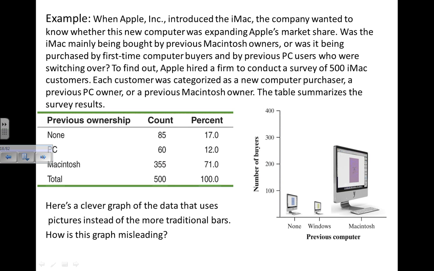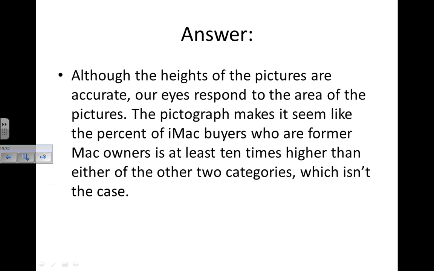All right, so then they said, here's a clever graph of the data that uses pictures instead of the more traditional bars. Is this graph misleading? Why or why not? Look at this little tiny Windows little guy, right? They really made it misleading. They made it look like Macintoshes were just this fabulous big old computer that everybody wants. So they exaggerated the widths for each of those computers. Even though the heights are accurate, the widths are not, it looks like, with that big old computer, that more people want the Mac.